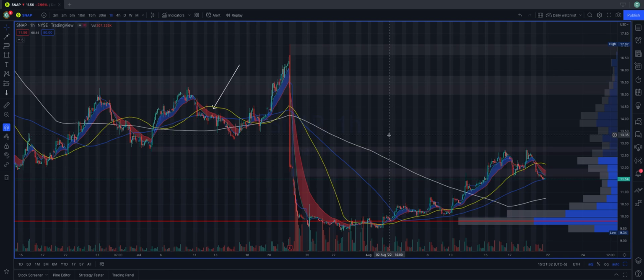And at this point, I'm trying to clean my chart up. I don't want too much noise on my chart. I don't like to have 8,500 lines on my chart. I like to have my levels set up.